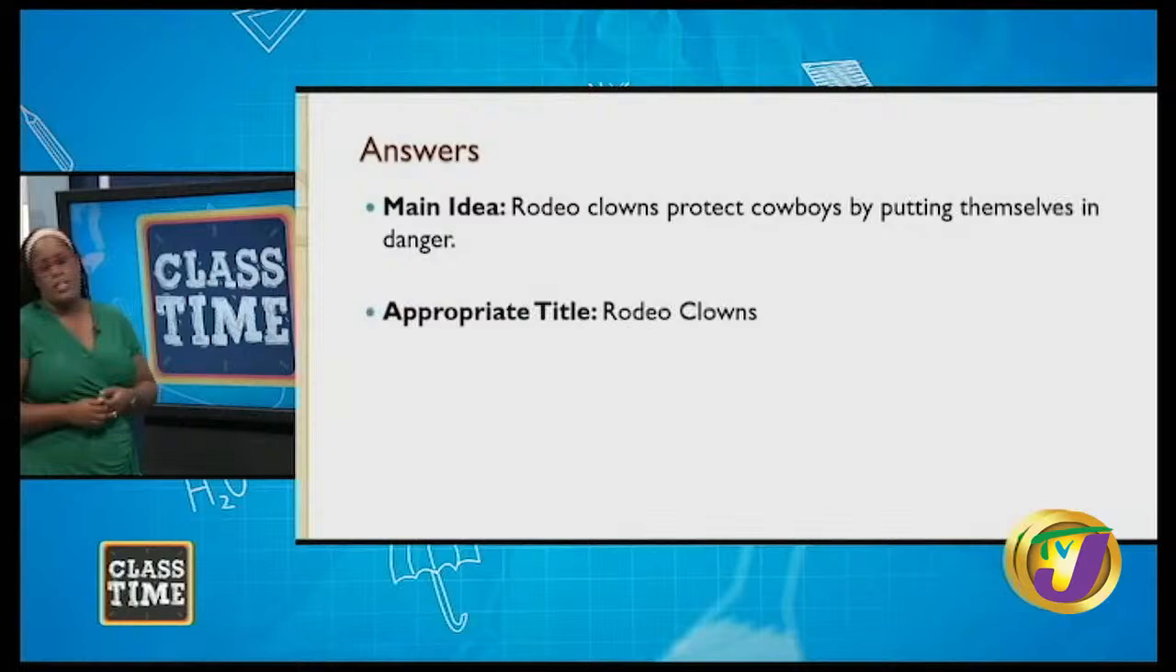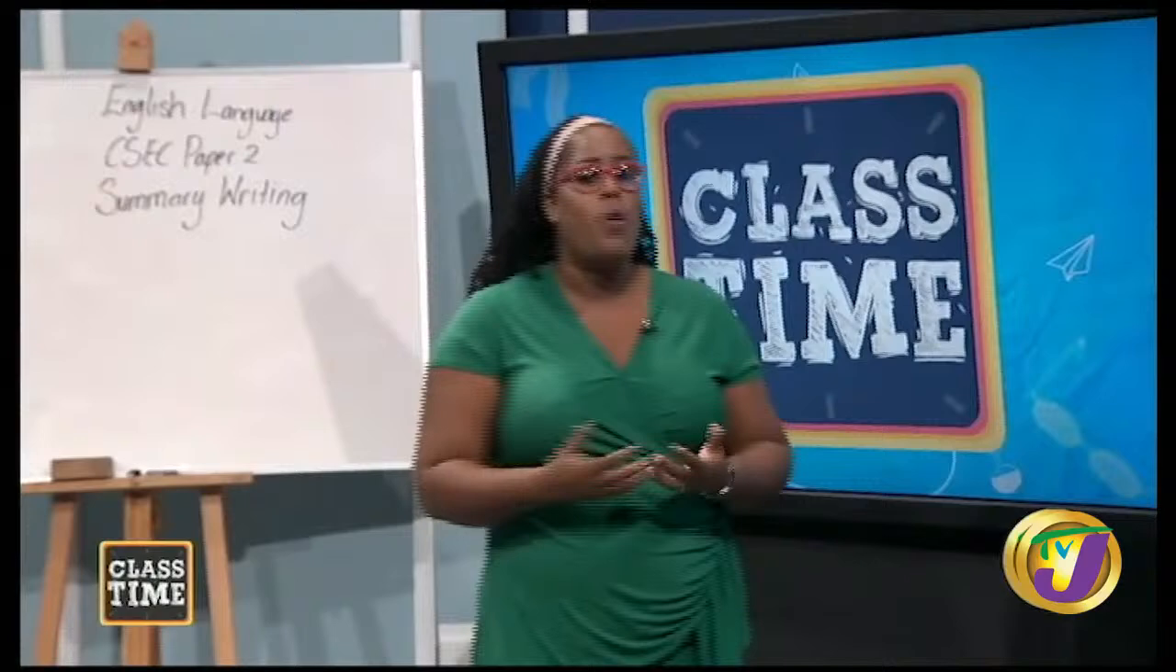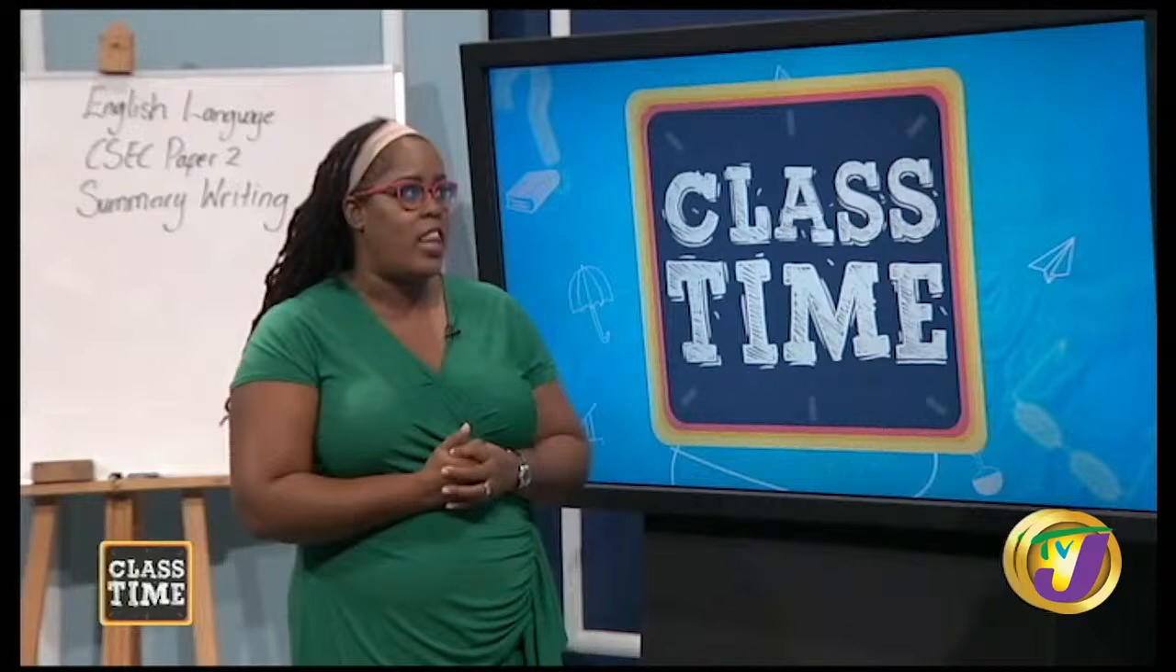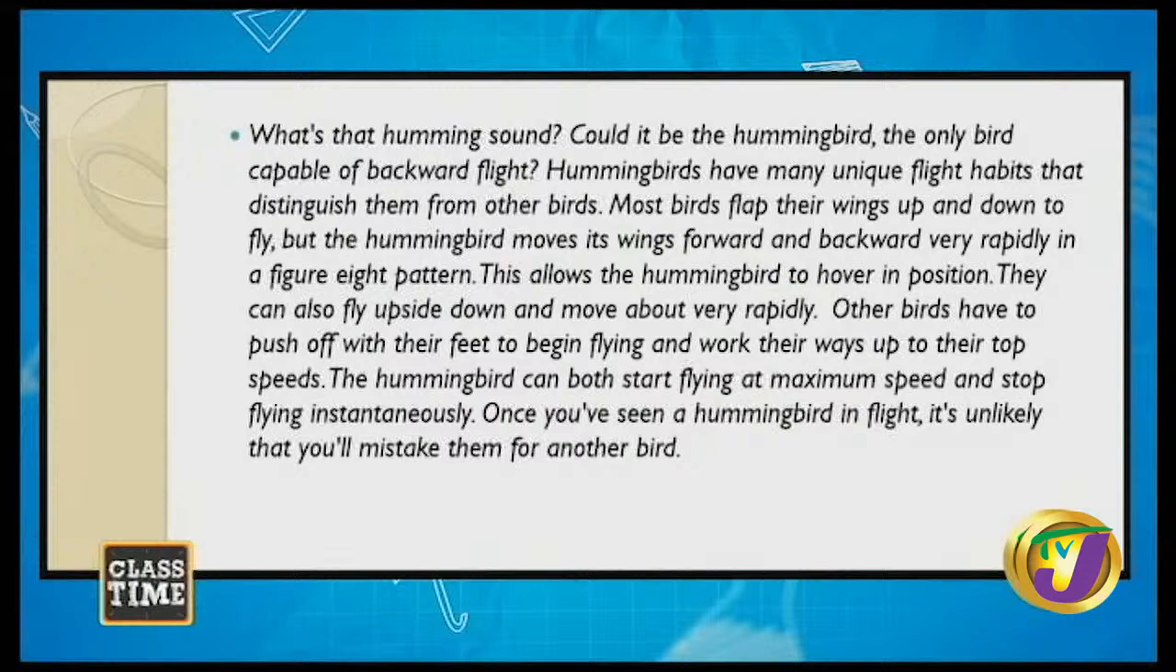A little bit more practice. Second one, so we're looking for the main idea. We're trying to identify the main idea. Now let us read this paragraph together. What's that humming sound? Could it be the hummingbird, the only bird capable of backward flight? Hummingbirds have many unique flight habits that distinguish them from other birds. Most birds flap their wings up and down to fly, but the hummingbird moves its wings forward and backward very rapidly in a figure eight pattern.